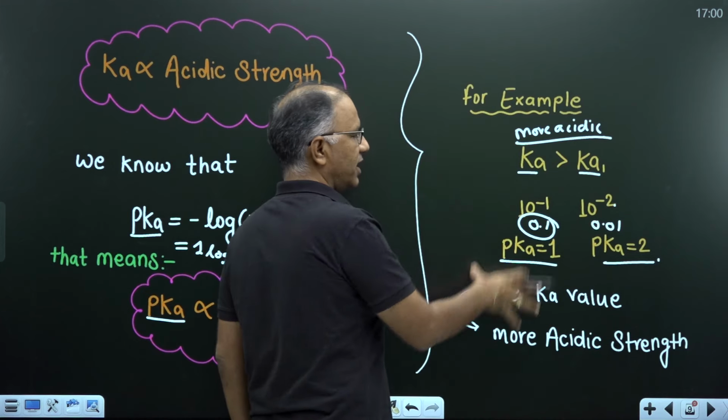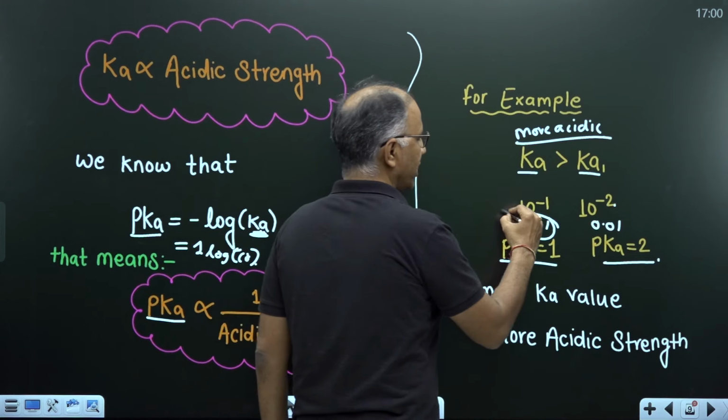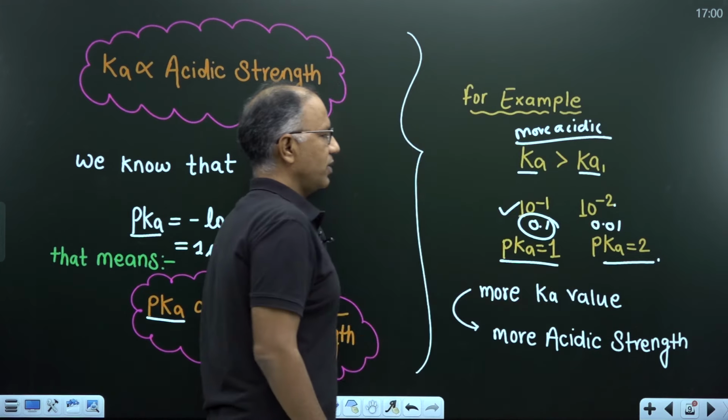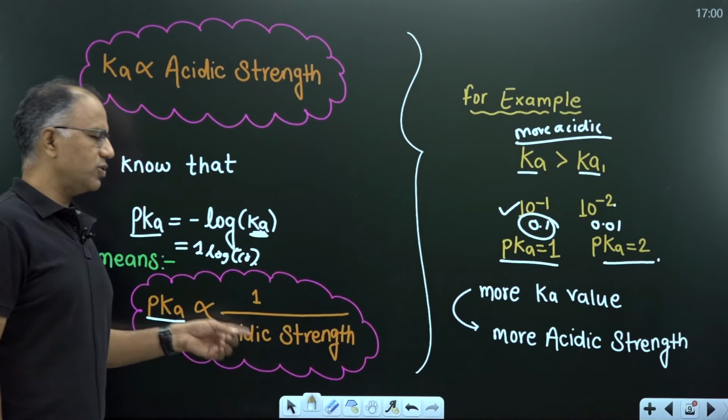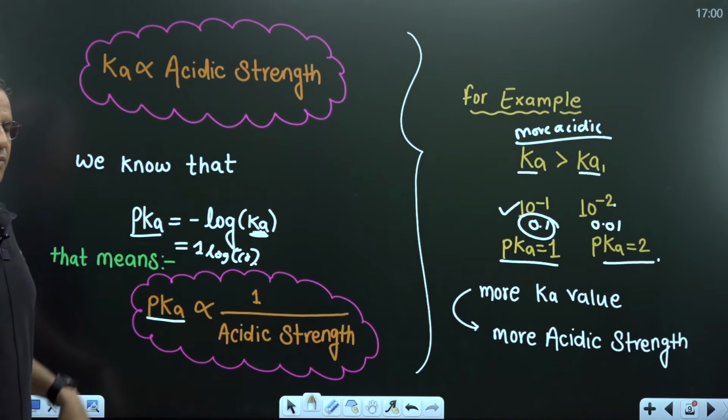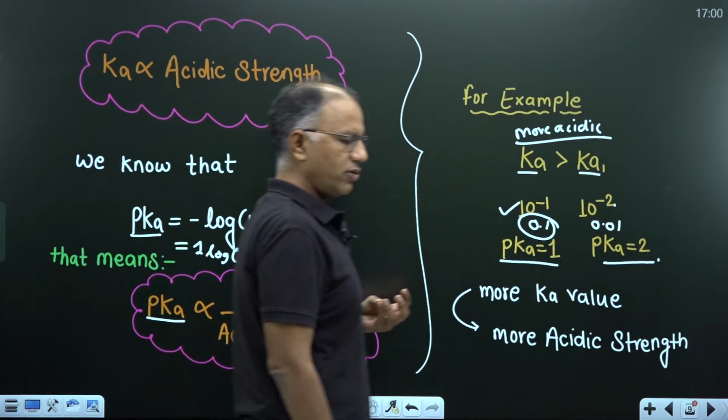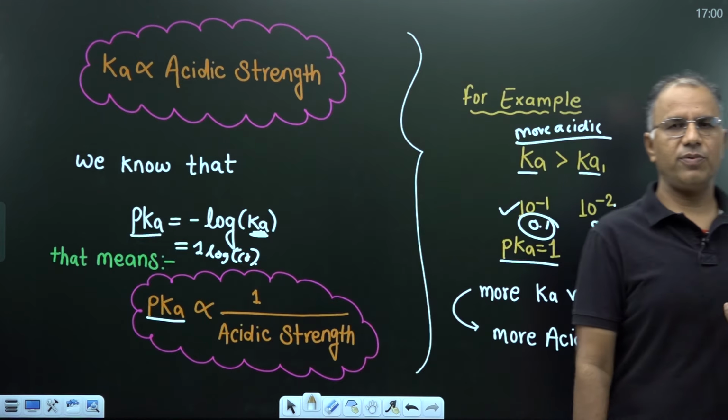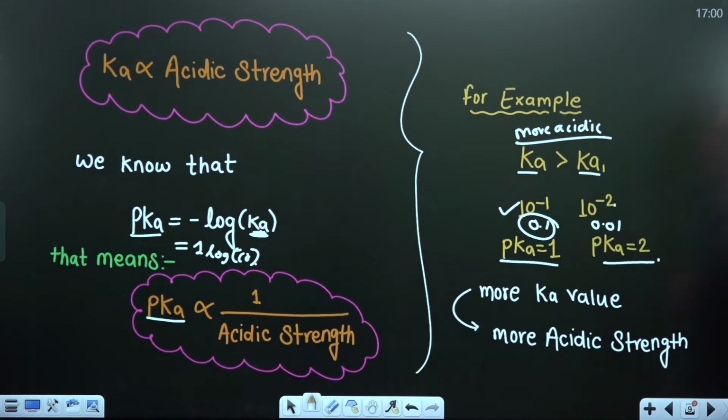Now, we can understand by these values that more the Ka value, less will be the pKa. This means pKa is inversely proportional to acidic strength. Got it? Ka is directly proportional to acidic strength and pKa is inversely proportional to acidic strength. So, write in your notes.